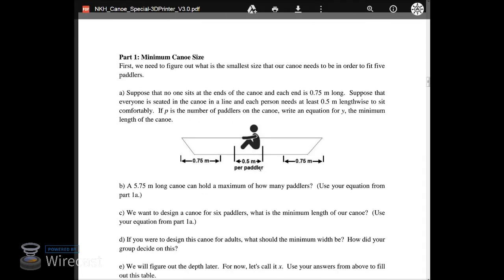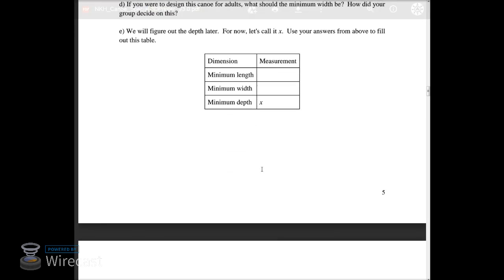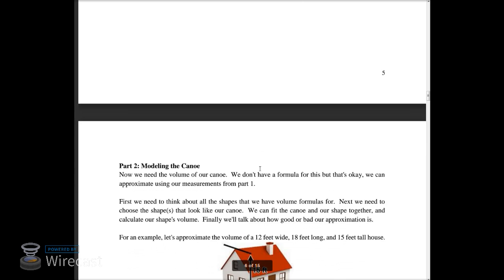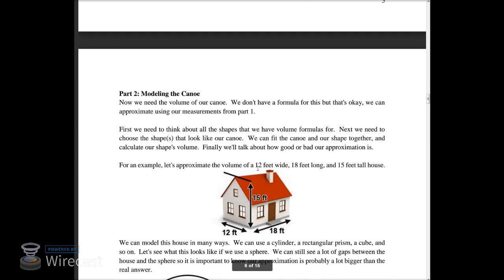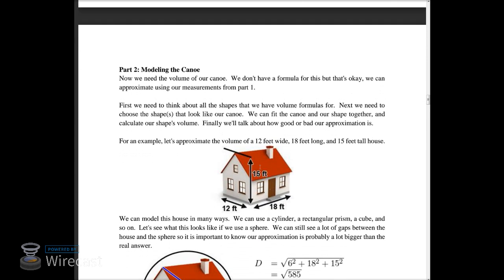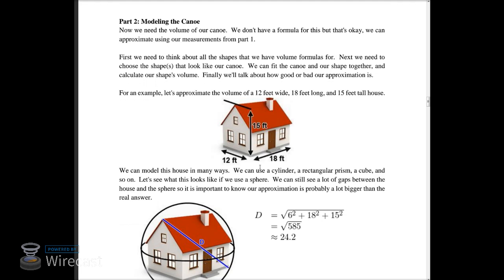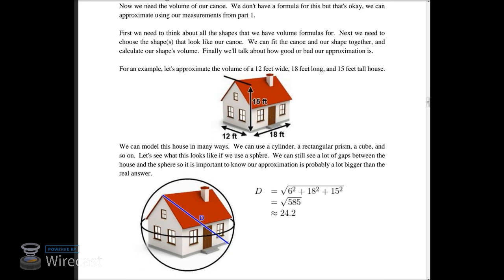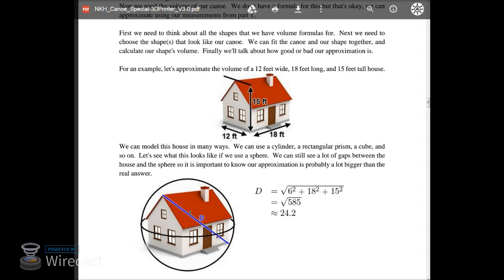So these are actually pretty long activities. There's like 5 parts to it, I think. And we expect them to take different days. Over here we are figuring out the volume of the canoe. In this example, we have a house. Basically, you can figure out the volume of the canoe by modeling it as a simple shape. So over here, we're modeling this house as a sphere, and we can calculate the diameter here.